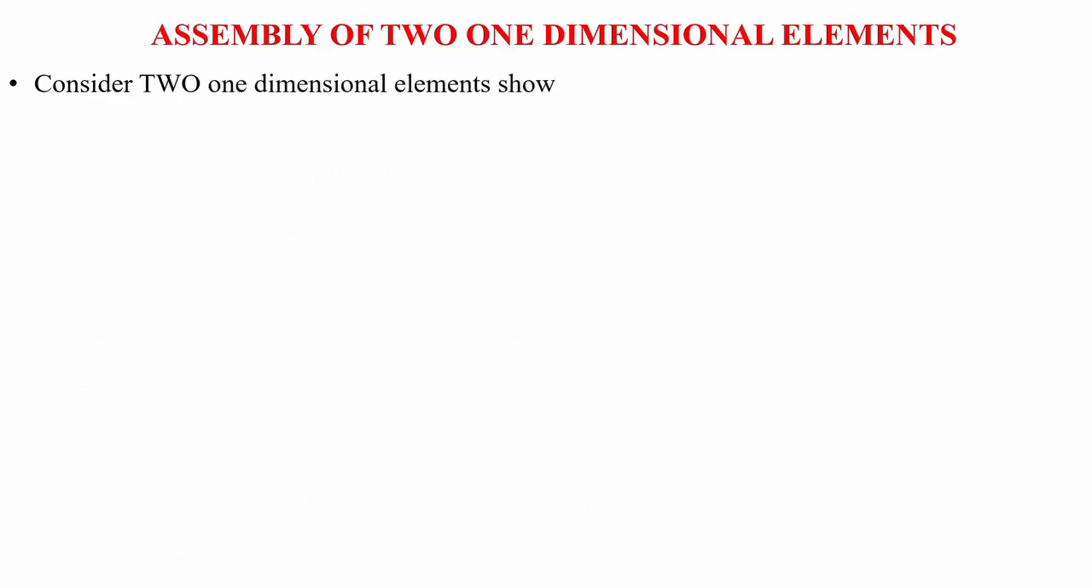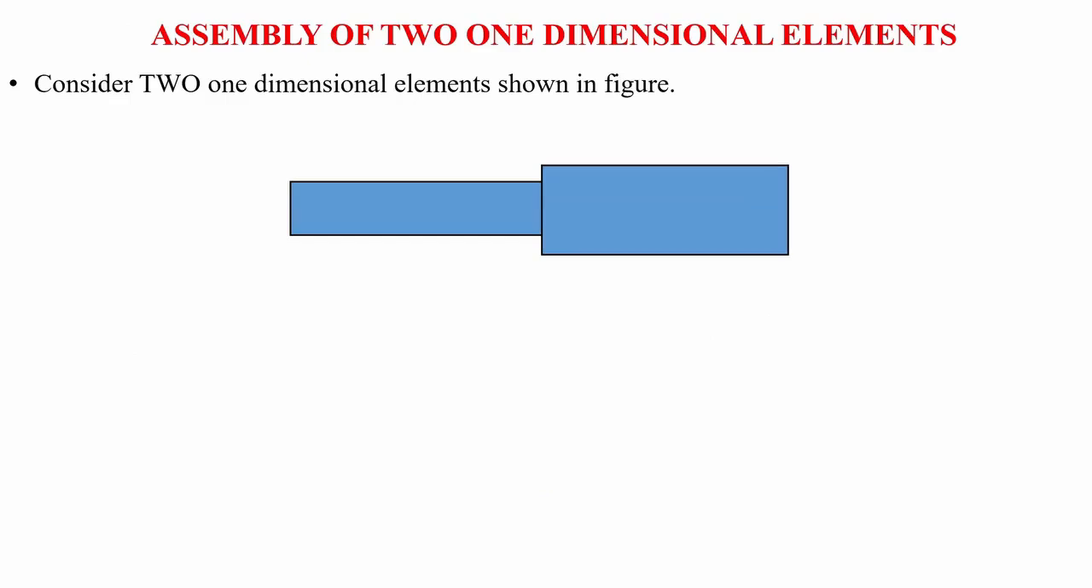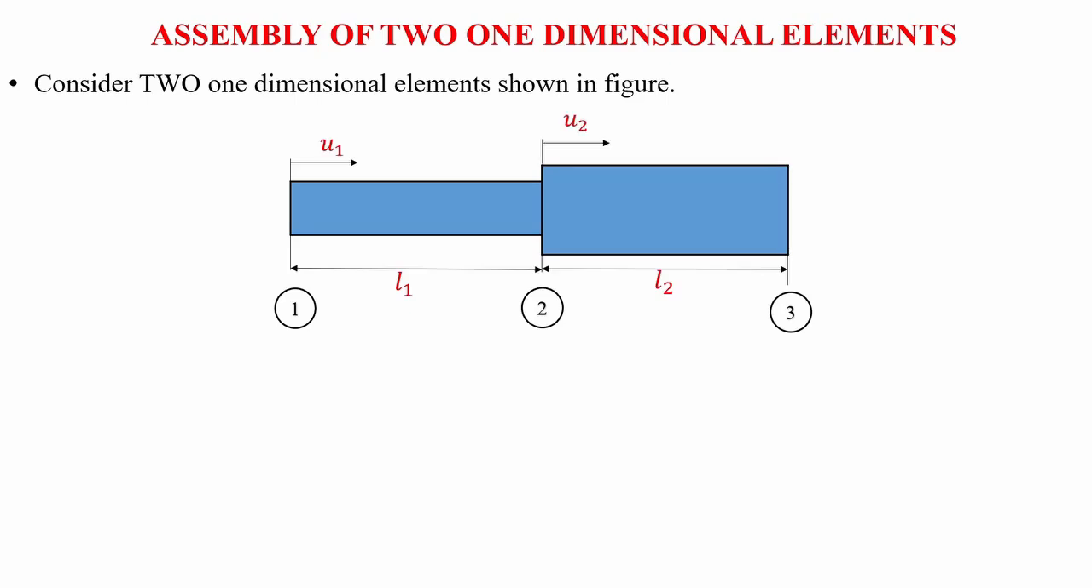Now let us learn how to assemble two one-dimensional elements. So let us consider two one-dimensional elements as shown in figure. This is element number 1, element number 2, which has node 1, node 2, and node 3. L1 is the length of element 1, L2 is the length of element 2. U1 is the displacement at node 1, U2 is the displacement at node 2, U3 is the displacement at node 3, F1 is the force at node 1, F3 is the force at node 3.